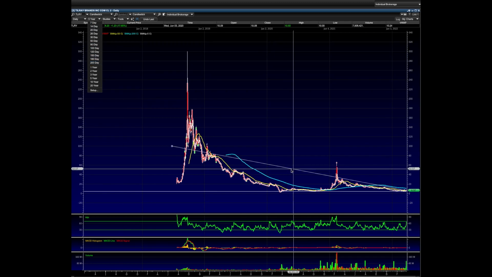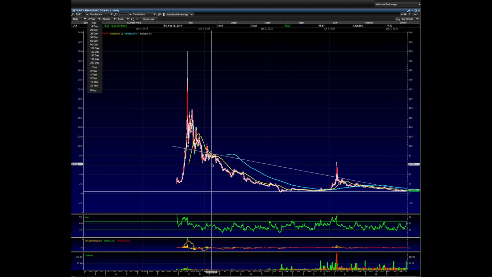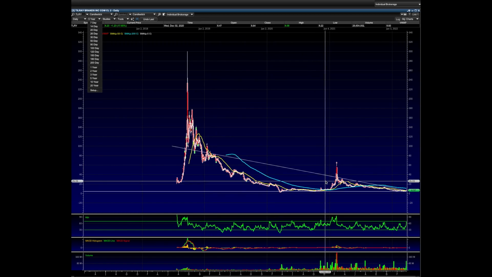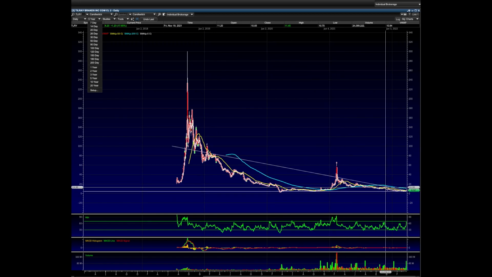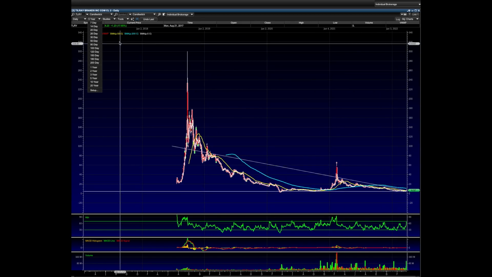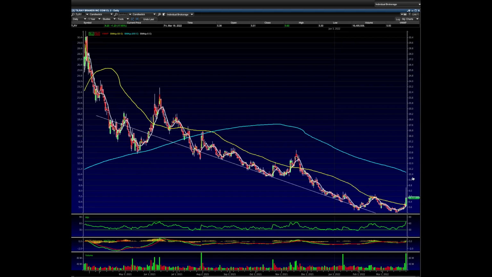So let's go back to the 1 year. That's a little too far out, but it's also worth noting this pattern. So it failed on this line over here, failed again over here, again here, and it looks like we're breaking out of it. So that's a real long-term pattern.